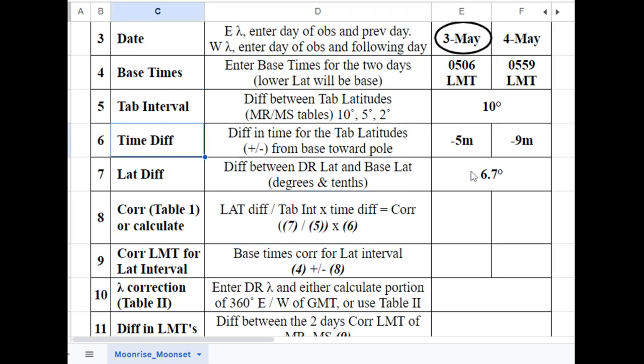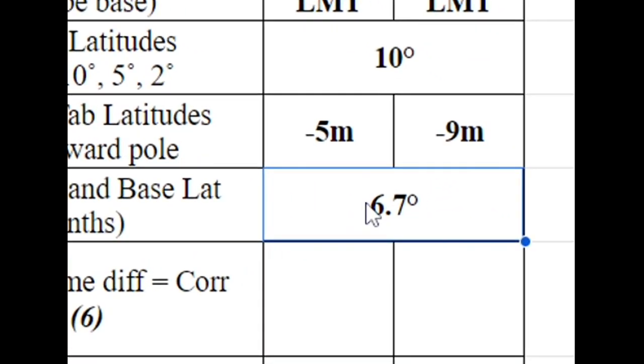So let's take step 7, which is 6.7 degrees, and in our calculator, we'll divide it by 10 degrees, and we get 0.67. We're then going to multiply that. Let's start with 3 May. Multiply that by -5, and we get -3.3 minutes. Don't forget that minus sign. That's important. We'll do the same for 4 May.